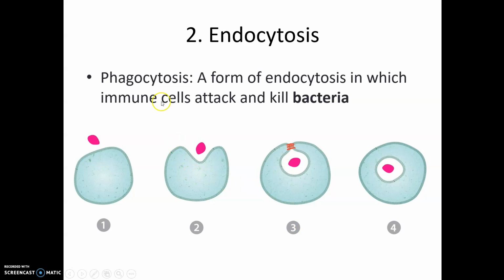Remember that these words are related to each other. And this is in which an immune cell attacks and kills bacteria. So this is your white blood cell, and it actually makes a little pouch around this and it kills the bacteria inside. It almost like eats it and dissolves it, so to speak.